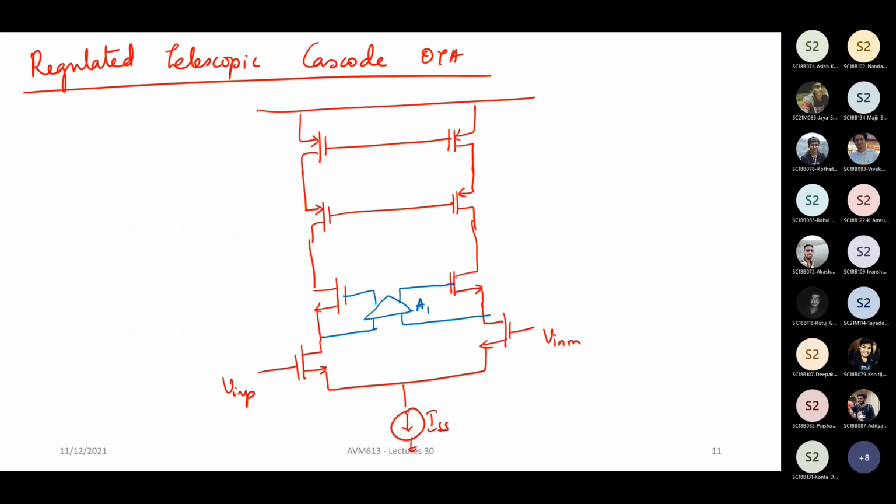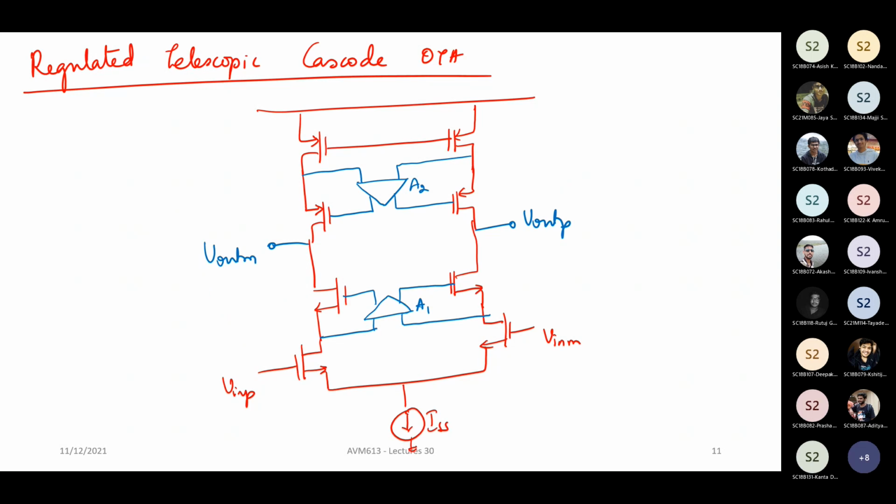And then the same way you use a regulated cascode here, right? You take a differential amplifier here, let's call it A2, and this is going to feed the gate of these 2. And this is your V out P and V out M. So this is a regulated telescopic cascode OTA. Now the same thing you can do for a folded cascode OTA also. You can have a regulated folded cascode OTA. Now this A1 and A2 can be implemented using these 2 things.